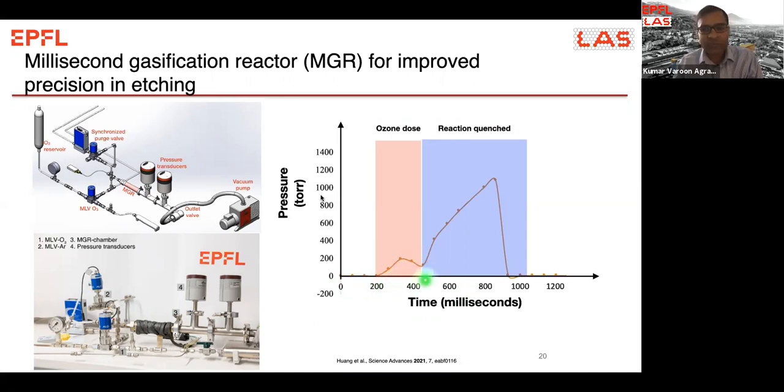Okay, so here is a typical pulse of ozone for 200 milliseconds. In the first 100 milliseconds, you see the ozone pressure rising. Then we remove it and finally purge with argon to remove the ozone. So we are now going from 10 seconds of reaction time to a reaction time of a few milliseconds, right?